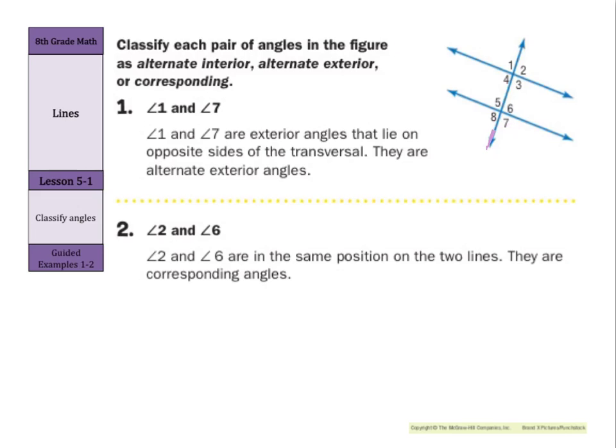Now, what about 2 and 6? Well, once again, that transversal is the same. We have 2 and 6. One's outside the parallel lines, that's 2. One's inside the parallel lines, that's 6. And they're actually on the same position. If you tilt your head a little bit to the right, you can say, okay, that's the top right position in that set of 4. So is that. That's the top right position. So they're corresponding. They're in the same position on the parallel lines.